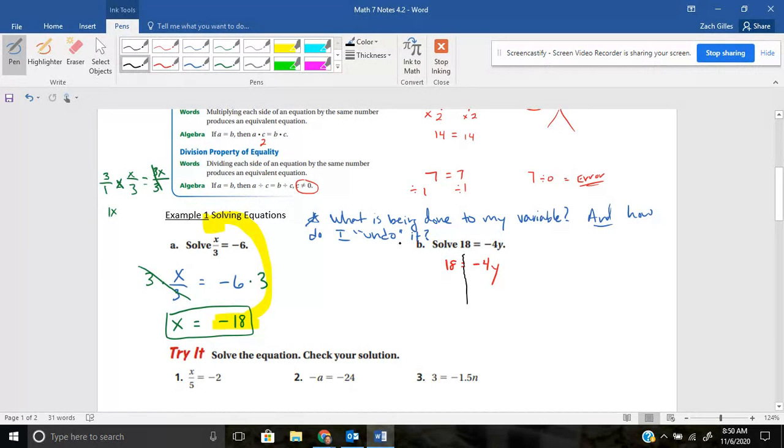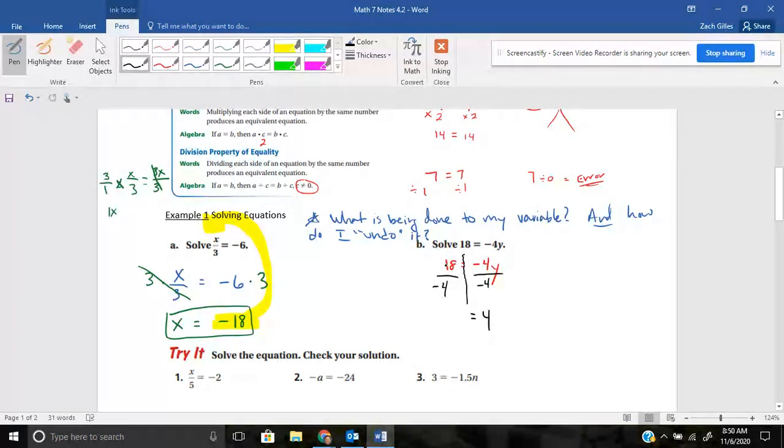How do I undo that? How do I get my variable all alone? How do I get that isolated? Well, the opposite of multiplying by negative 4 would be dividing by negative 4. And why is that? Well, negative 4 divided by negative 4, anything divided by itself is 1. So I get 1y, which is the same as just y. Okay. If I divide by negative 4 on the right-hand side of my equation, I need to divide by negative 4 on the left-hand side as well.